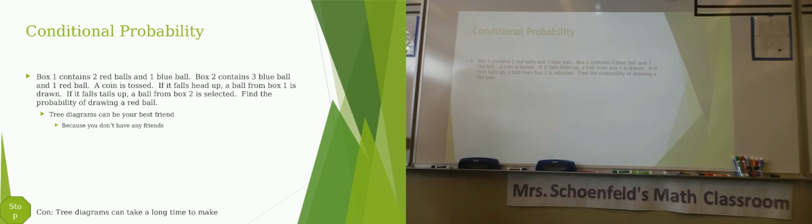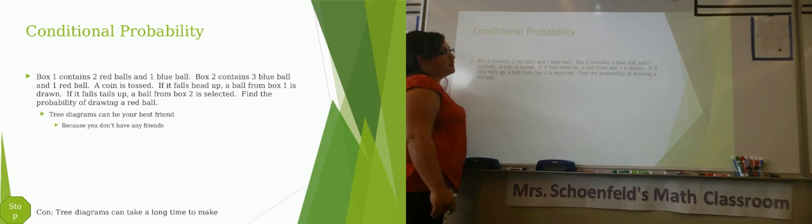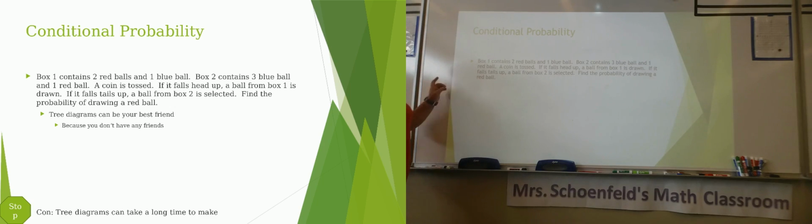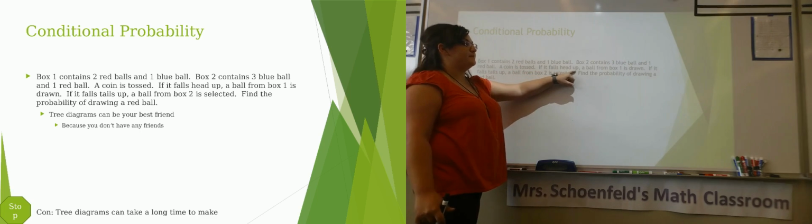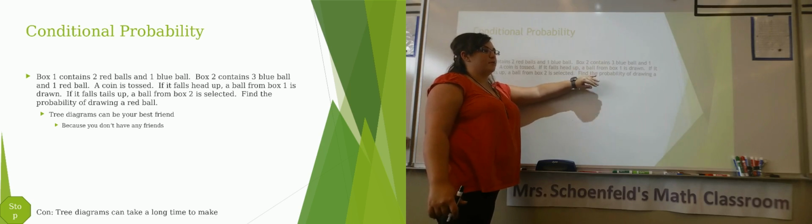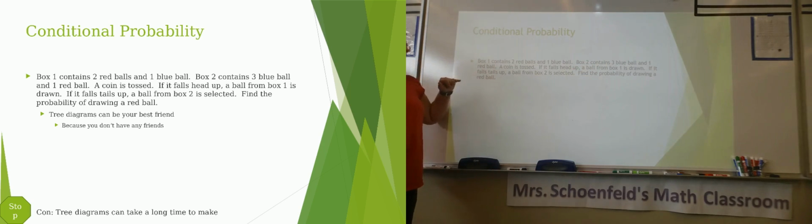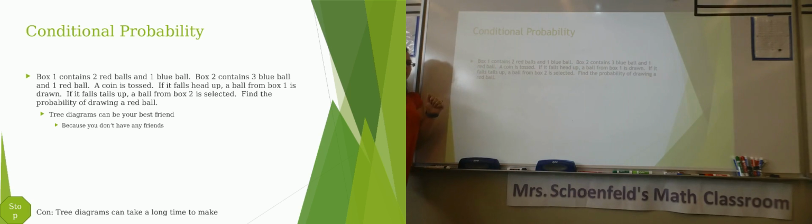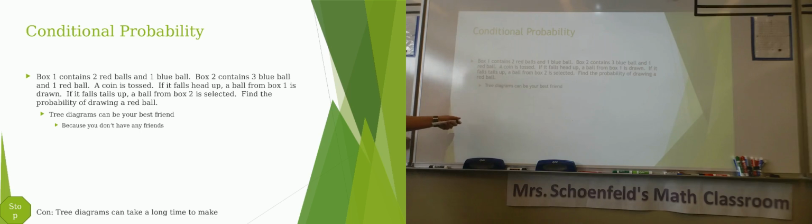Okay, so conditional probability. Box 1 contains 2 red balls and 1 blue ball. Box 2 contains 3 blue balls and 1 red ball. A coin is tossed. If it falls heads up, a ball from box 1 is drawn. If it falls tails up, a ball from box 2 is selected. Find the probability of drawing a red ball. Okay, so the easiest thing to do for these ones is tree diagrams. They can be your best friend.